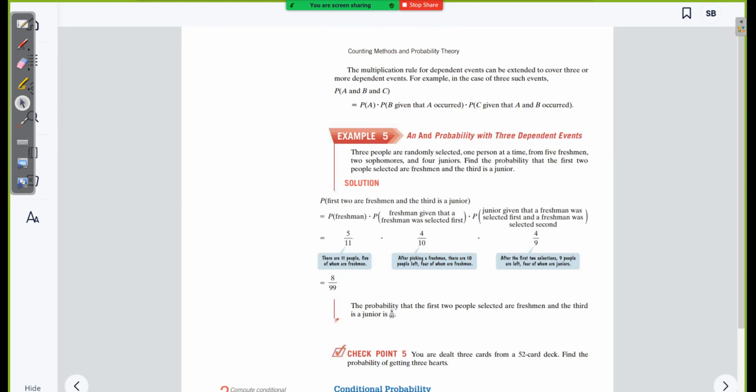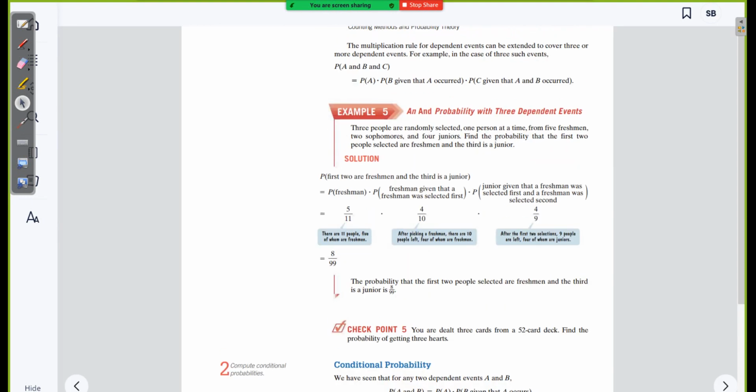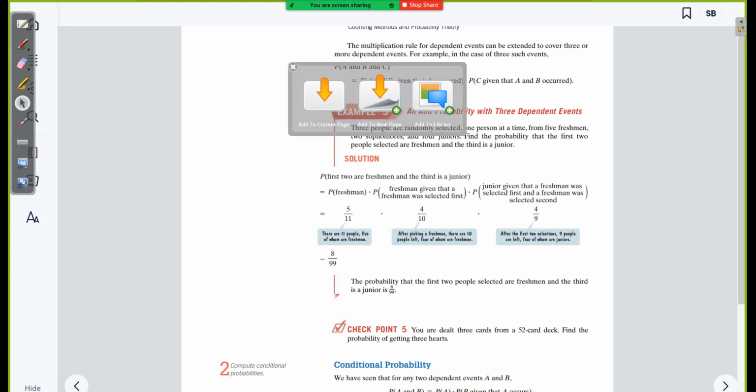Alrighty, more of the same here. 3 people are randomly selected, 1 person at a time, from 5 freshmen, 2 sophomores, and 4 juniors. Find the probability that the first 2 people selected are freshmen and the third is a junior.